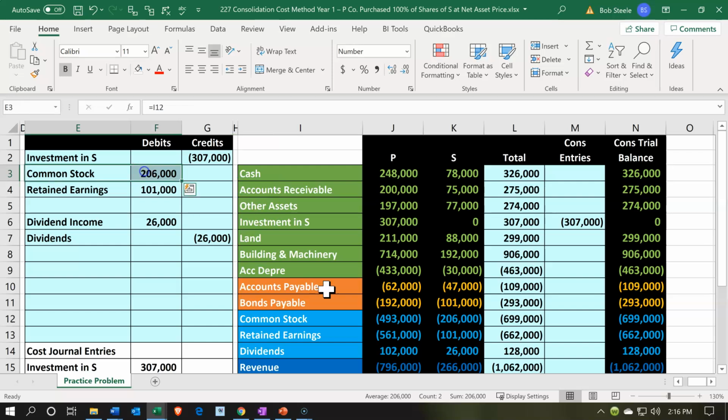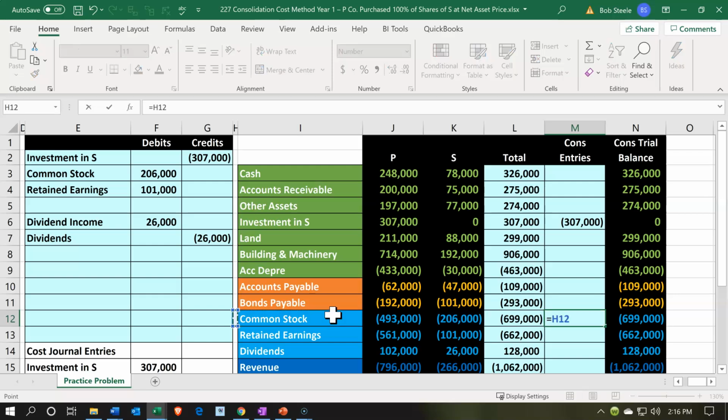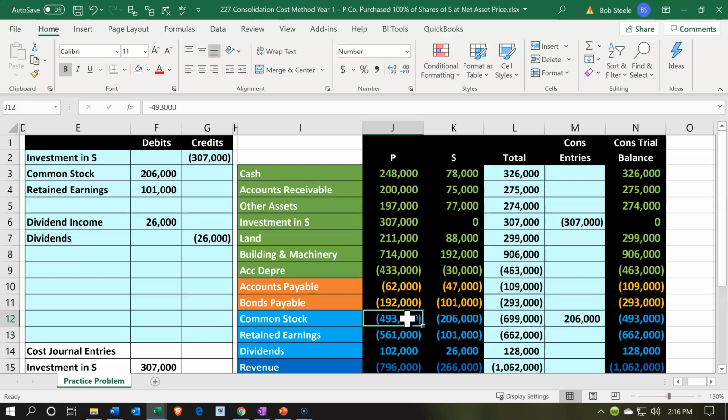Then we're going to go to the common stock. So we're going to go on down to the common stock. There's the 206. We're going to be here in cell M12, where we will say equals and scroll on up to that 206. So there's the 206, enter. And then, so we had common stock for P, common stock for S. S's portion has basically been eliminated. Here's the total. And then we took it back down. And there it is, basically matching what it was originally for P here.